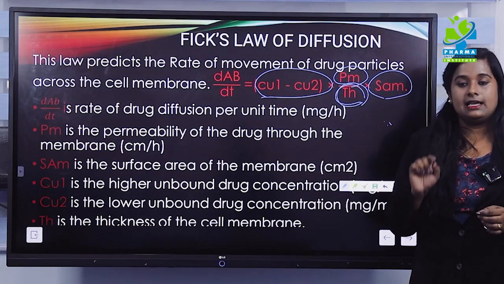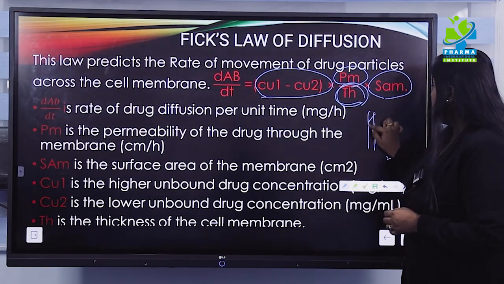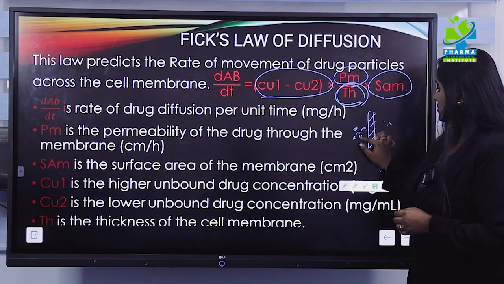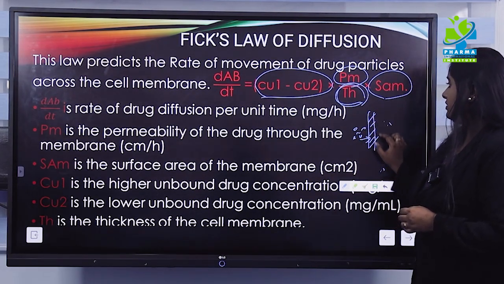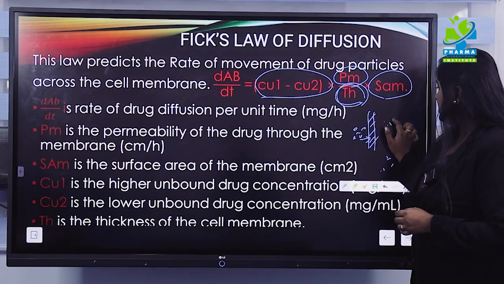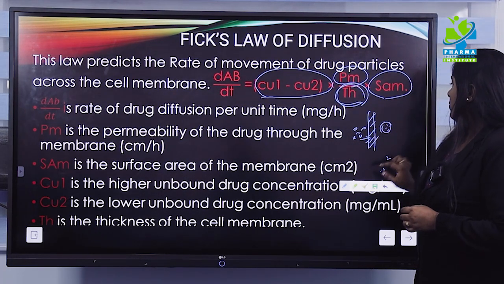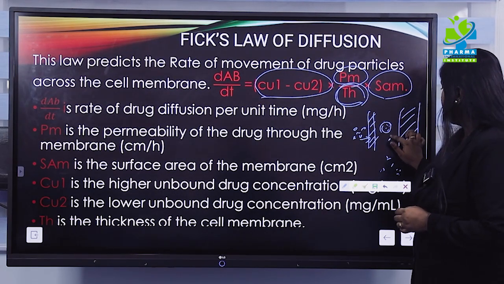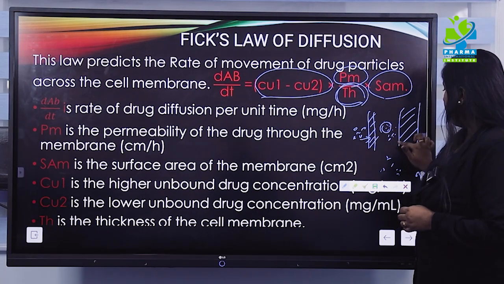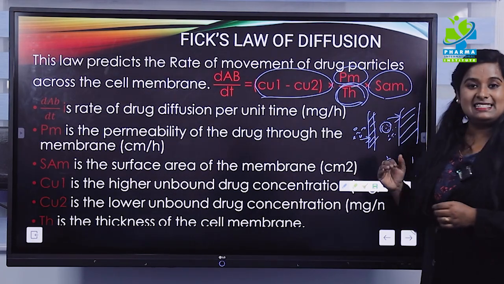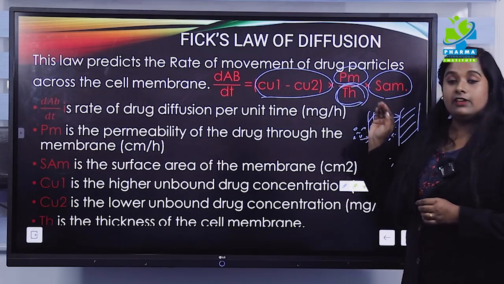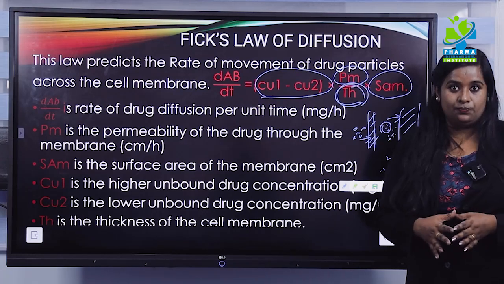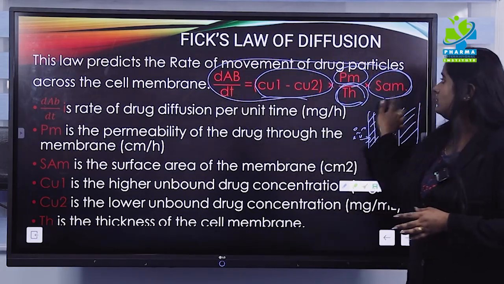Whereas in thickness, let's say this is the cell membrane. Here there are some drug molecules. These drug molecules can easily penetrate this cell membrane, which is thin, and it can cross the cell membrane and reach to the other side. Whereas if the cell membrane is thick, the drugs might find it difficult to cross the cell membrane easily. So whenever the cell membrane thickness is larger, the rate of diffusion will be low. This is what Fick's law depicts.